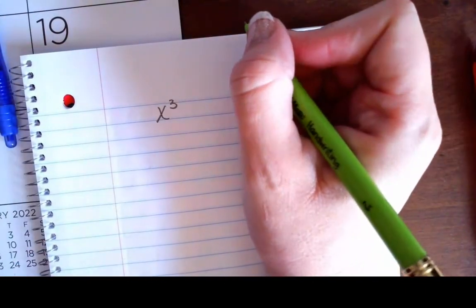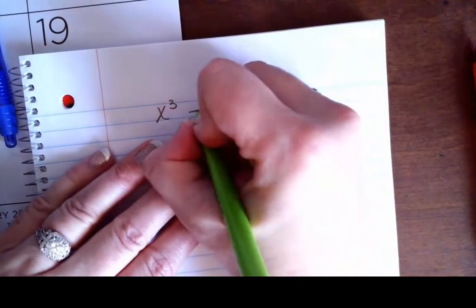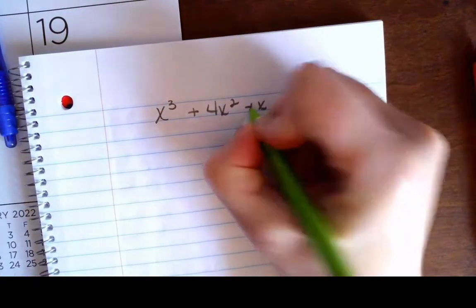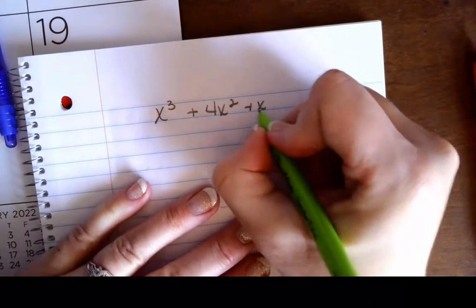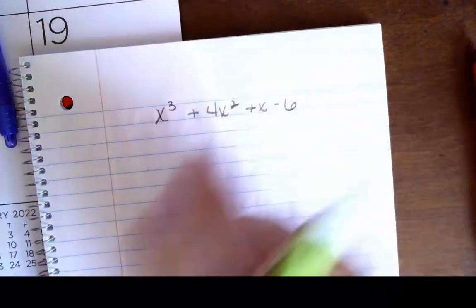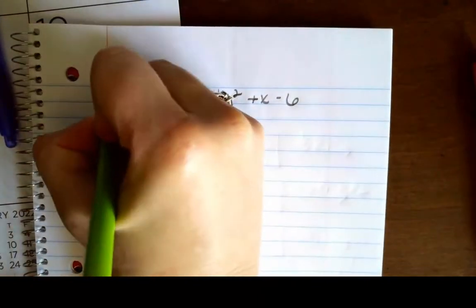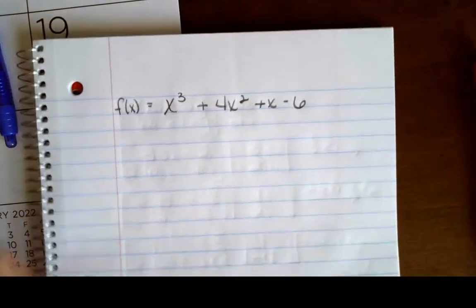Okay, I forgot what my polynomial was. 4x squared minus x plus x minus 6. So this is my polynomial. I want to know where it crosses the axis. So I am going to pull numbers from my list of possibilities over here.